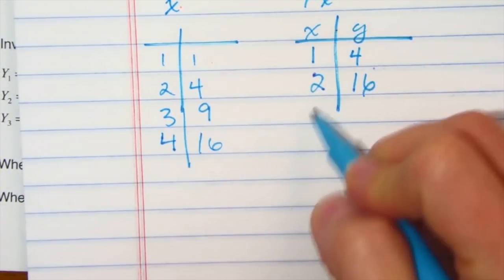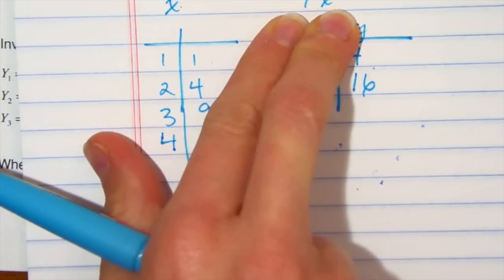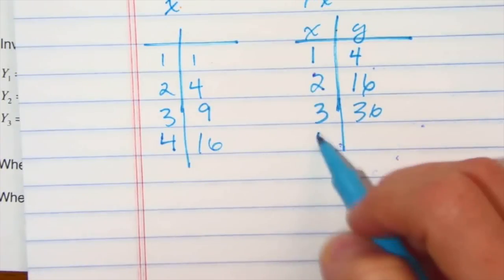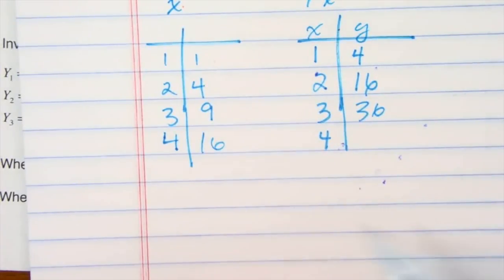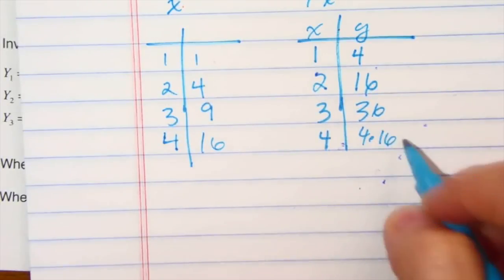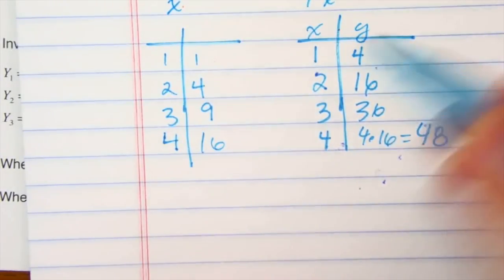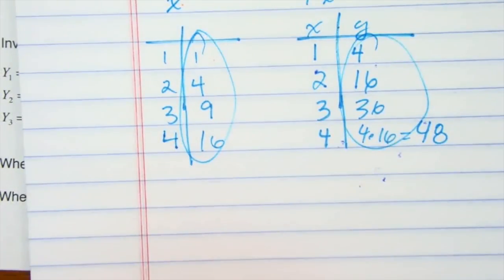And if I plug in 3, 36. And if I plug in 4, 16 times 4. That's important because that's what's happening. We are multiplying the y values by 4. And what this is causing is this was our y. This is now our new y. So how is that changing your graph? Vertically or horizontally?